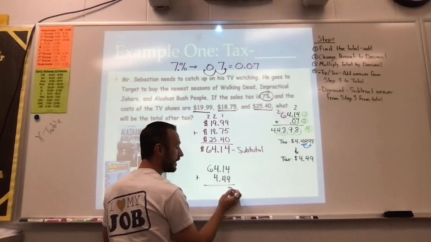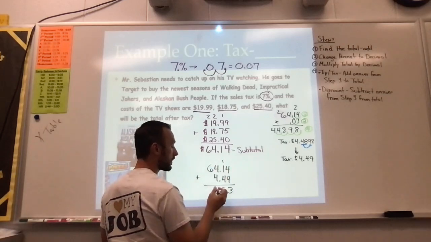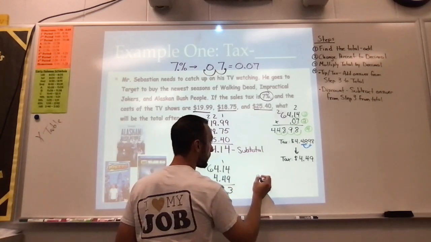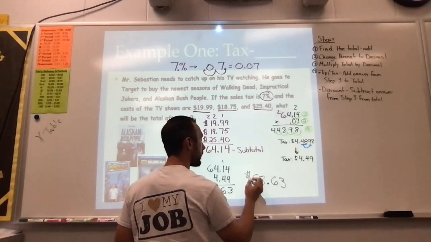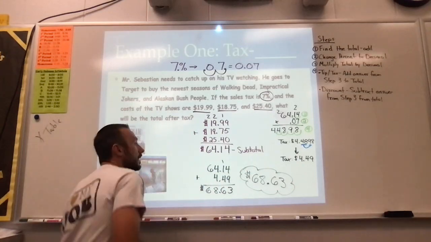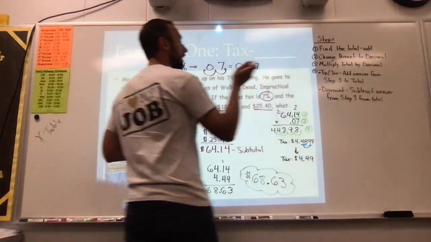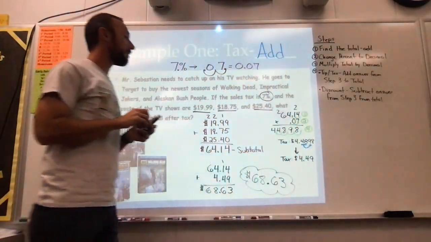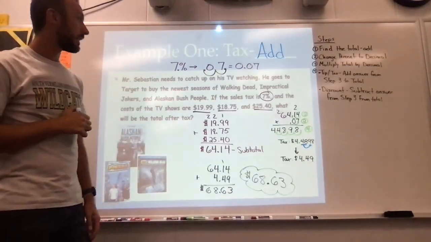9 plus 4 is 13. Carry my 1. 4 plus 1 is 5, plus 1 is 6. 4 plus 4 is 8, and bring down my 6. So my total that I'll spend on my 3 shows and on tax paying for those 3 shows is $68.63. So that is how you find tax. Up here, tax and tip, I put that little line there because on both of those we added the percent amount to the subtotal. So that is how you find tax.